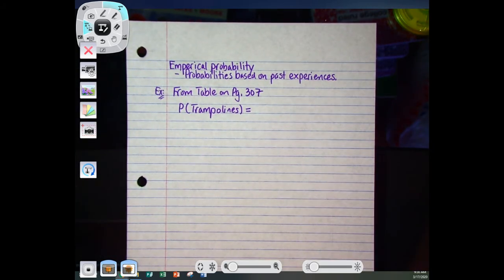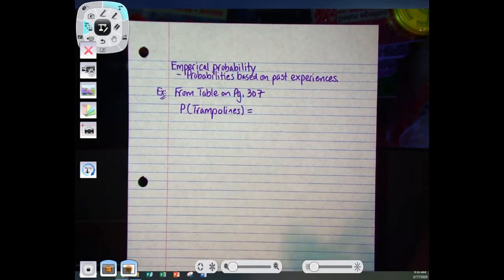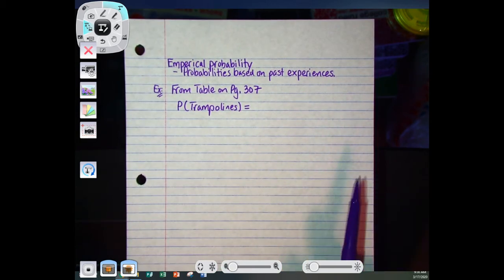Okay. Now, sometimes instead of thinking about probability in theory, we might think about empirical probability. So empirical probabilities are probabilities that are based on past experiences. So it's something that happened in the past. So on page 307, they give you a table where it talks about injuries in the United States associated with different recreation equipment, so playing equipment. So for example, injuries from bicycles, skateboards, trampolines, playgrounds, swings or swing sets.